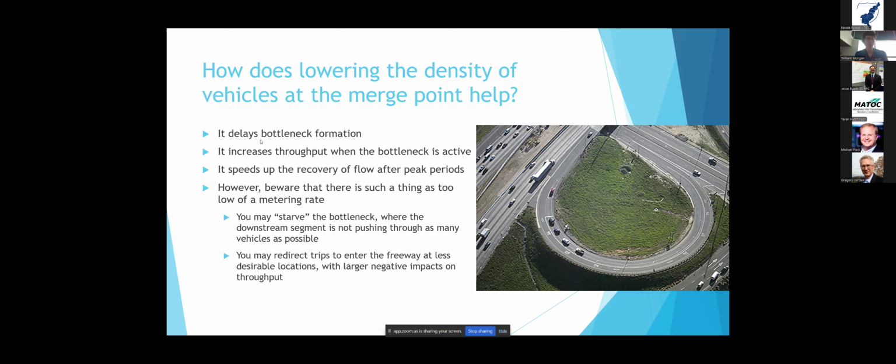But if you are setting meter rates, it's always important to keep in mind that there is such a thing as too low of a metering rate, and that's because you may starve the bottleneck where the downstream segment is not pushing through as many vehicles as possible. Or you may redirect trips to enter the freeway at less desirable locations, which will cause larger negative impacts on total throughput.